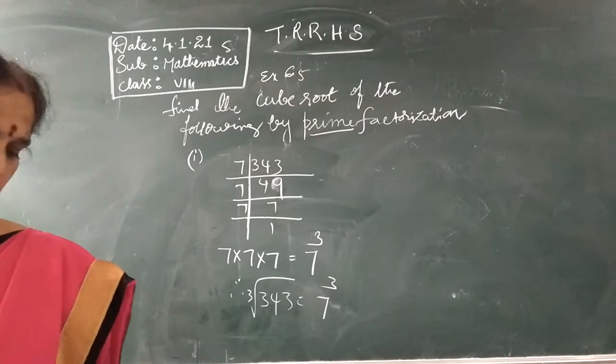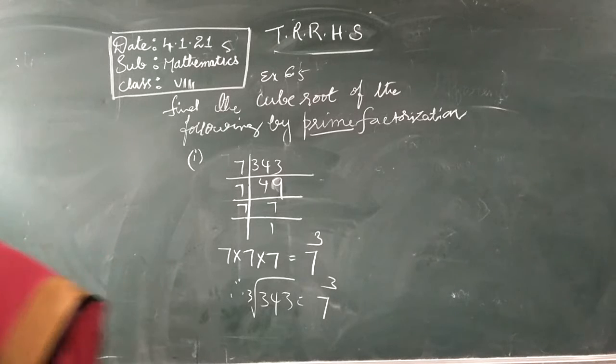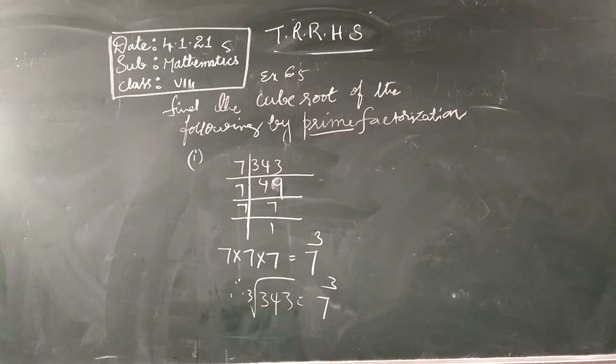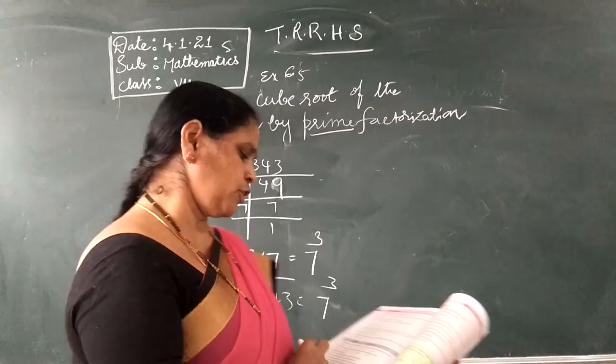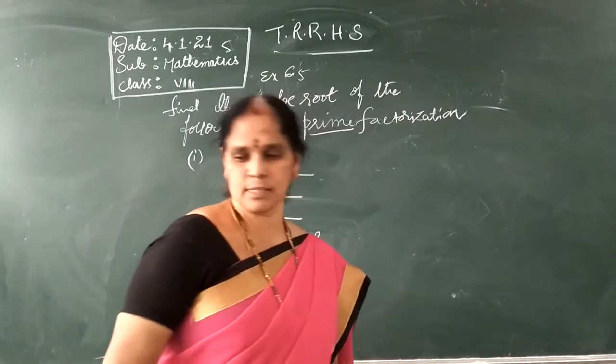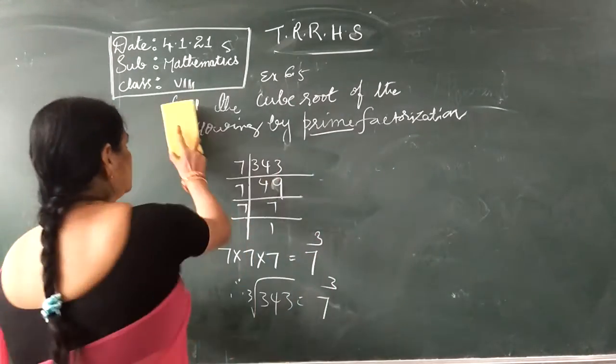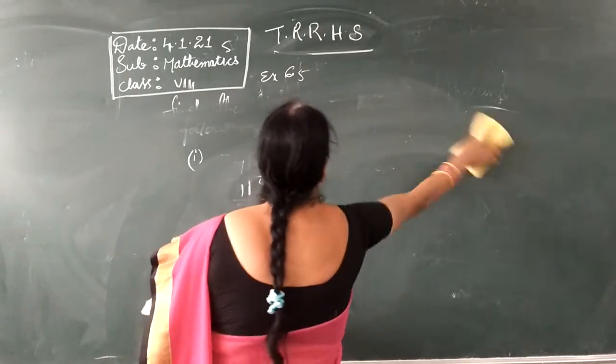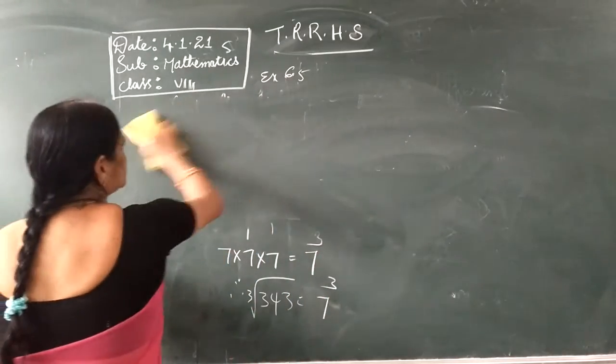Next, find the cube root of the following numbers through the estimation method. So what is the estimation method here? This type of estimation method was already in the previous exercise also. You do that on your own. You can do it, or else I'll explain one example for you. Only one problem I am going to explain. The remaining ones you do on your own.